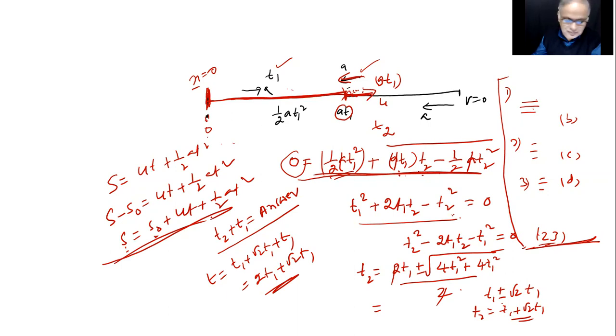Vishnuvardhan, yes, sir. Understood. When we derived the integral ds, it should be not 0 to s, to make it more general, s0 to s. That means I need not start from here. I can start from somewhere, but I can take my origin of coordinates here, x equals 0 here. In that case, I'll get s equals s0 plus ut plus half at square. Tell me.